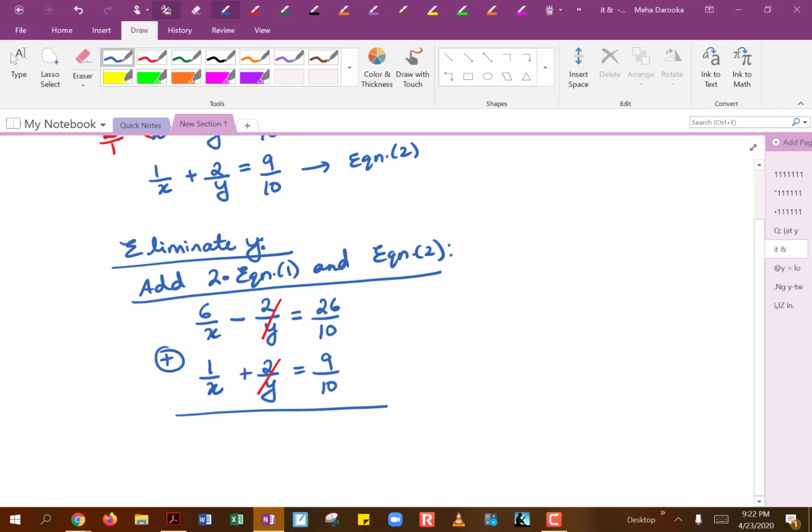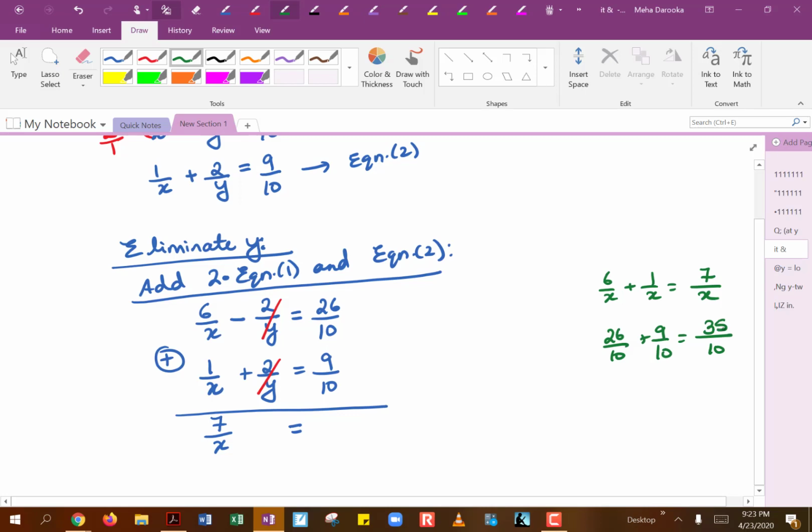For my x terms, I have 6 over x added with 1 over x. I already have a common denominator of x, which means I'm just adding the numerators, 6 plus 1, and that will be 7 over x on this side. And then on the right hand side, you have 26 over 10, and we're adding this with 9 over 10. Again, common denominator of 10, which means you're just adding 26 plus 9, which comes out to 35. So this will become 35 over 10.